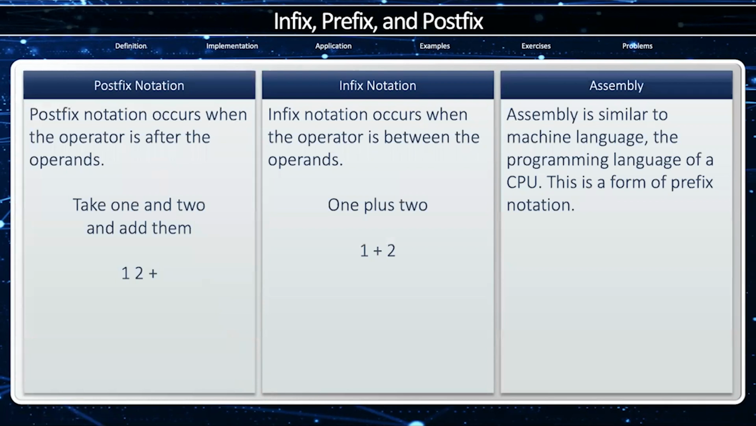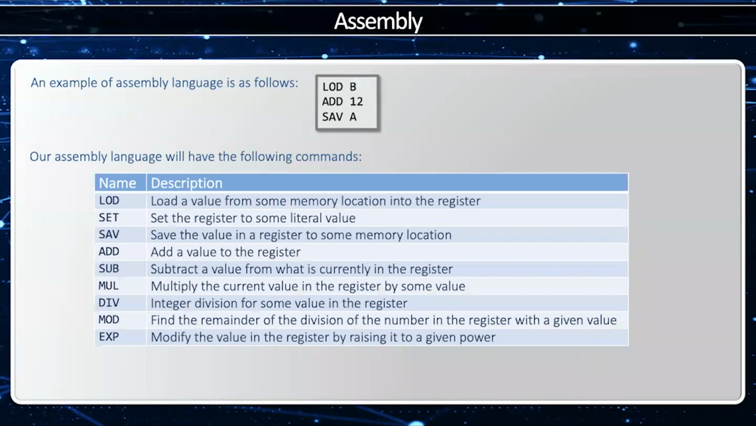Now, assembly language is similar to machine language, the programming language of a CPU. This is a form of prefix notation where the operator is before the operands. So add 1, 2, where add is the operator, or add 1, 2. Okay, so we are going to use an abbreviated form of assembly language.